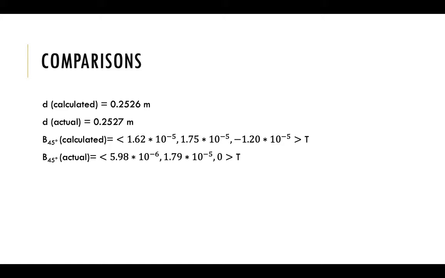So the x component is calculated to be within one order of magnitude of the actual value. The y component is fairly close, being only approximately 0.04 times 10 to the negative 5 off of the actual value, but the z value is a little bit farther off than the other two.